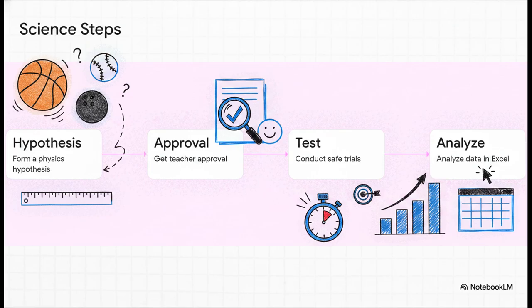So you'll need to come up with a testable question, like, does the mass of a ball change how far it can be thrown? Get your teacher's approval on that hypothesis, run some safe, real-world trials, and then map out your data using Excel. It's real movement and real data.